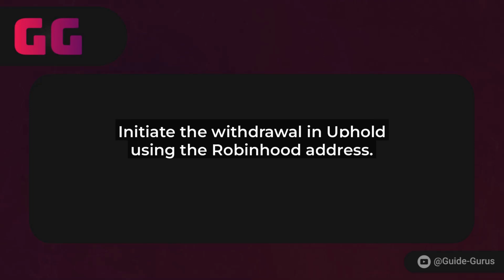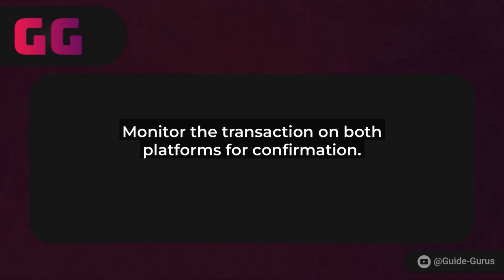Step 3. Back in Uphold, select the Withdraw or Send feature for your ADA. Paste the Robinhood wallet address into the recipient field. Enter the amount you want to transfer, making sure it's above any minimum limits. Review the transaction details, including fees, and confirm. This might take a few minutes to process, especially with 2025's potential blockchain upgrades for faster transactions.